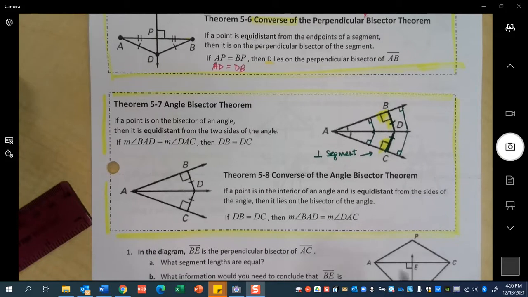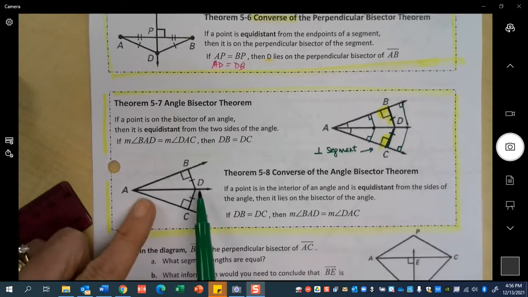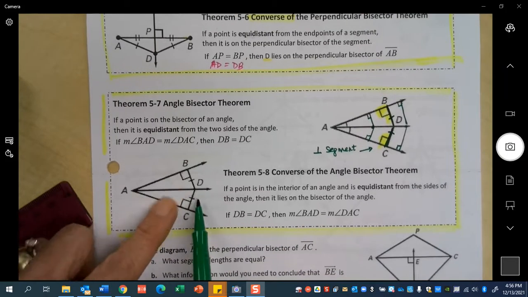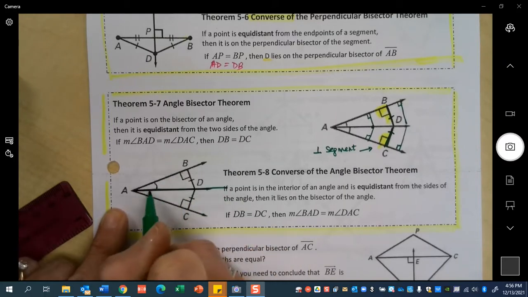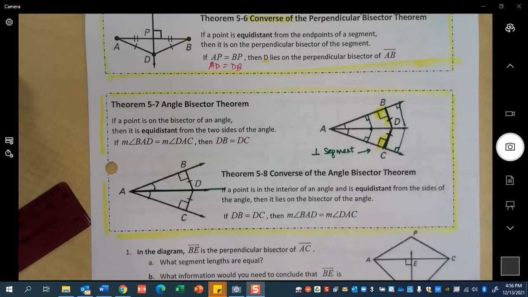All right, the converse is true also. If a point is in the interior of an angle and it's equidistant from the sides, then that segment it's sitting on is an angle bisector, and it will cut that angle's measure in half. Okay?